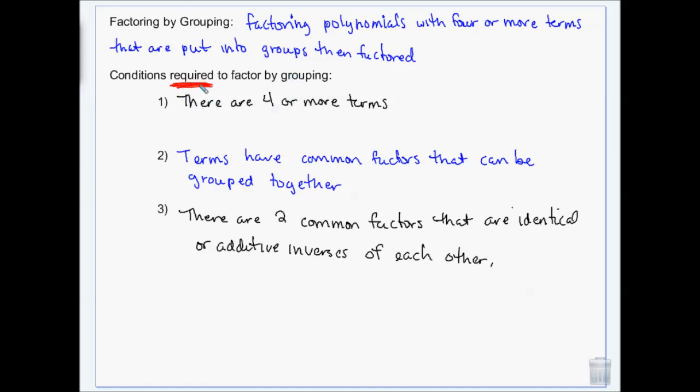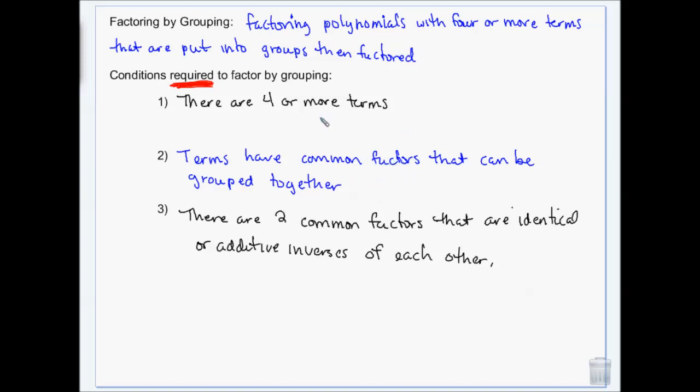Now, you are required to have these 3 conditions. You have to have 4 or more terms. You cannot take a 3-term polynomial, trinomial, and factor it by grouping, because you can't have a group of 2 and then a group of 1. It has to be at minimum 2 groups of 2. So there has to be at least 4 terms, like 4 altogether or 2 and 2. Yeah, exactly. Now the terms have to have common factors that you can group them together based on.